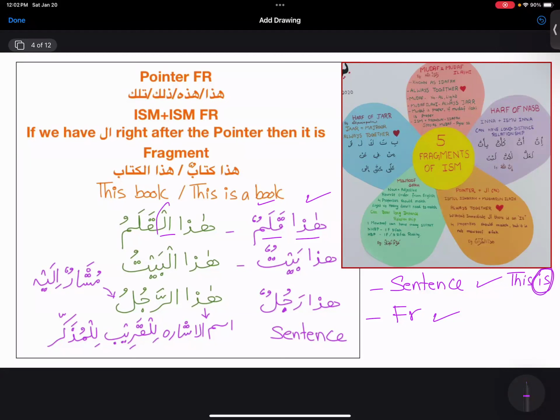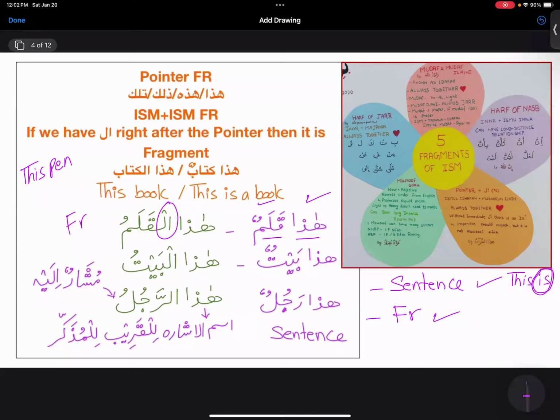This is a pen. Just by looking at it, do you spot the difference? Alif lam. So when you see alif lam right after haza, you see an ism, and this ism is definite. It has al on it. That means it is creating a fragment, and this time you translate it as this pen. What's the difference between this pen and this is a pen? One is a sentence, one is a fragment. Exactly.